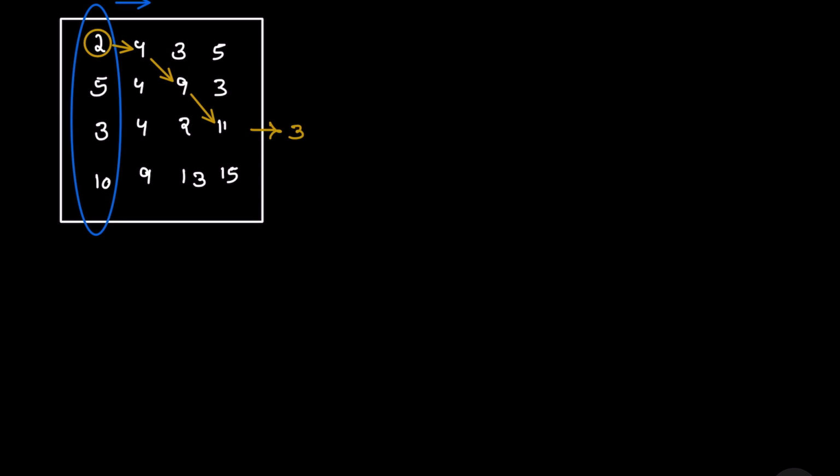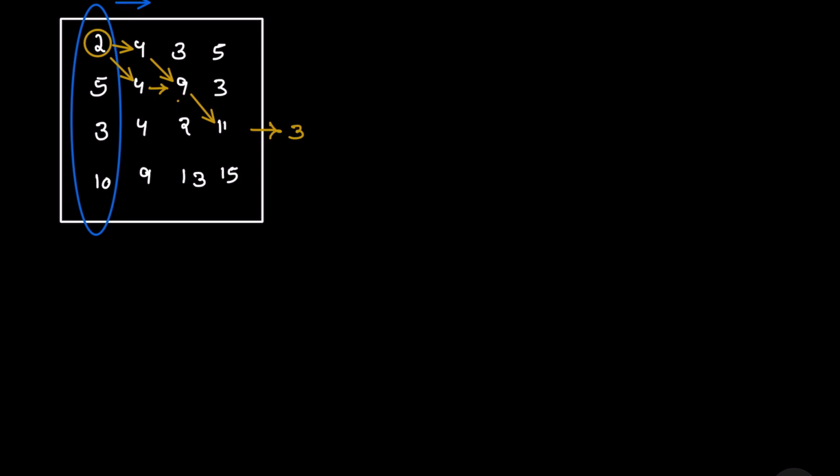From 2, there was another option, remember? From 2, I could have gone to this other 4 as well. From this 4, I could have gone to 2, 3 or 9, but 2 and 3 are not valid, so I can only move to 9 here. From 9, the only possibility is to go to 11. The number of moves, the number of nodes I have moved, is 1, that is 4, 2, that is 9, and then 11 is the third one. Again, the output would be 3.